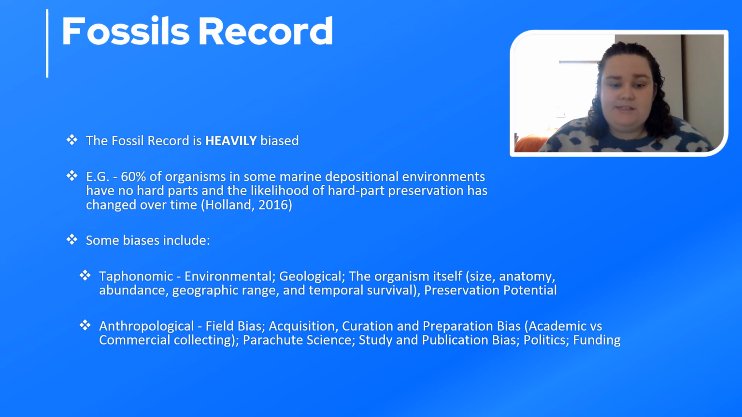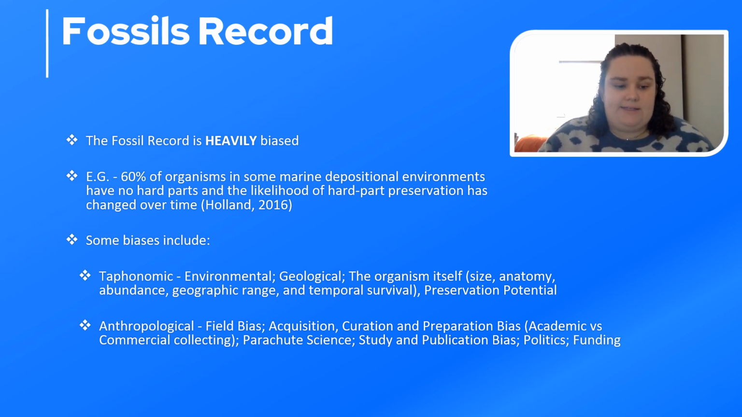Our record is heavily biased. For example, 60% of organisms in some marine depositional environments have no hard parts, and the likelihood of hard part preservation has changed over time. So this means that in the environment, 60% of those organisms would not get preserved as fossils. We would only get the ones that have hard parts, so the other 40%.